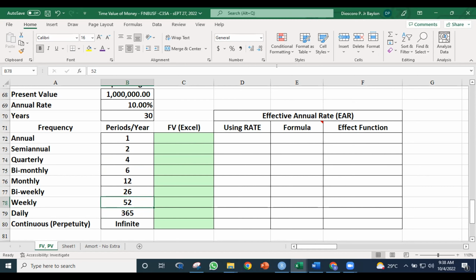Okay, so let me pause share. I'll give you a few seconds, few minutes. First, I want you to tell me in the chat box how much will be the future value for annual, and then comma or semicolon, semi-annual. Okay, so let's do that. It's an exercise. Let me pause share. By the way, use the FV function of Excel.